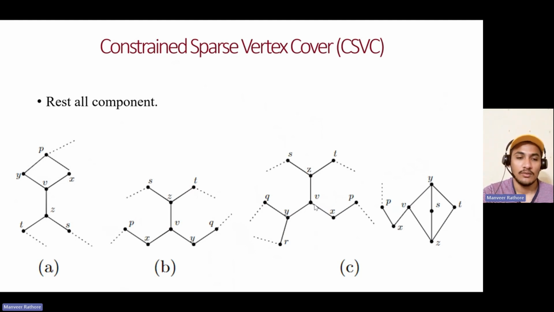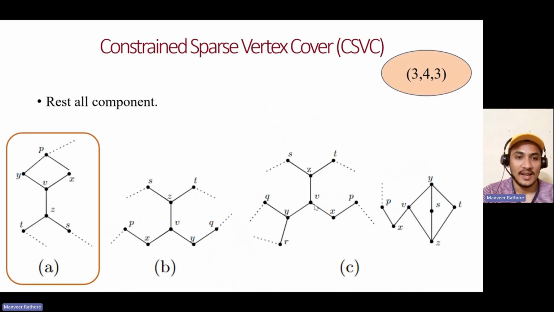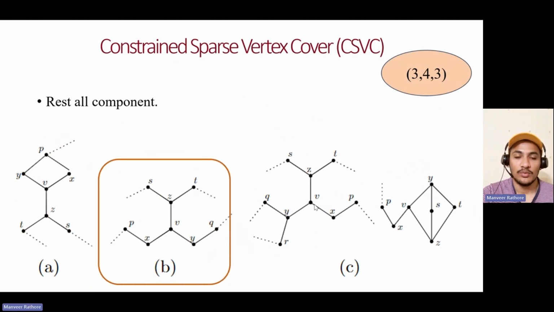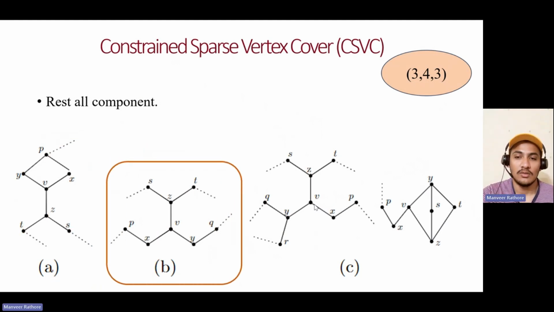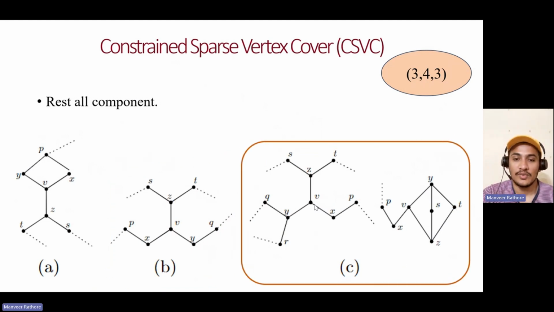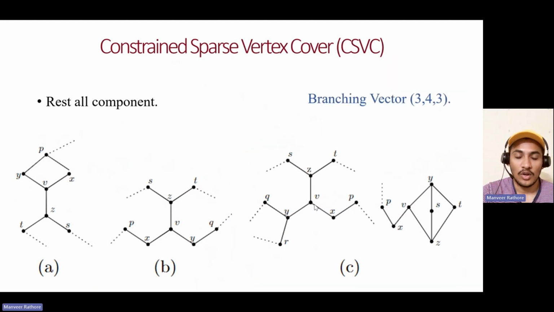Now the remaining components, first off is this A part. In that we branch on Z and P, and then comes the B part in which we branch on the neighborhood of V, neighborhood of Z, and when both of those are not in the solution, then we branch on V, Z, P, Q. And similarly for this C part, we branch on the neighborhood of Y, and if that is not in the solution, then Y and the neighborhood of Z, and if that is also not in the solution, then Y, Z, and X. So the worst case time complexity for all the remaining components is 3 comma 4 comma 3. So the overall branching vector for the rest of all components will be 3 comma 4 comma 3.